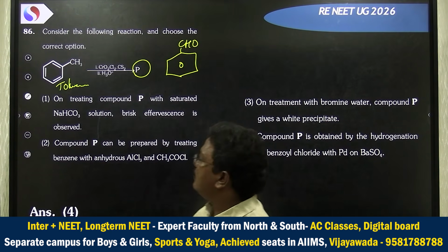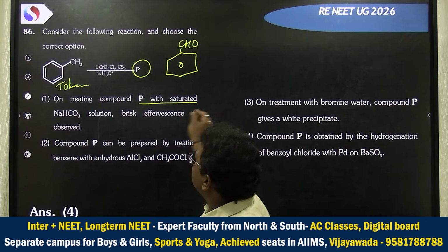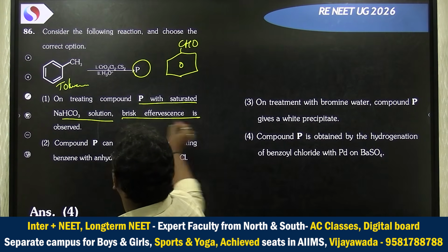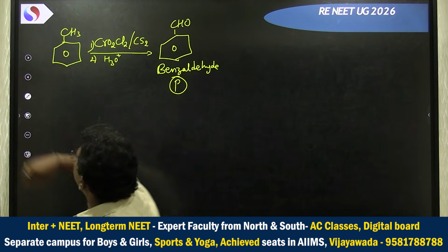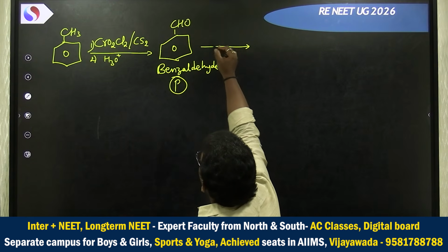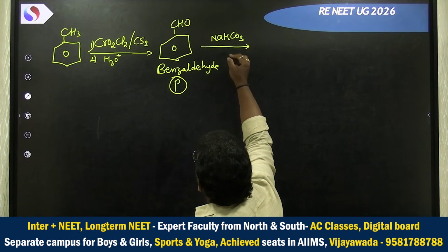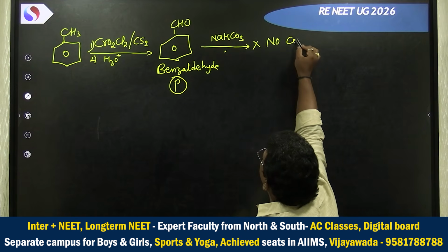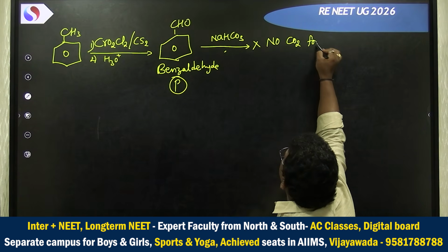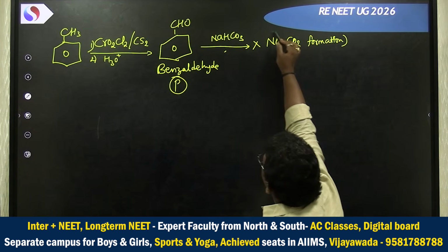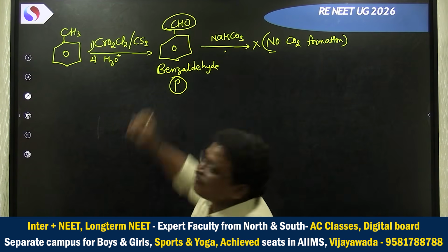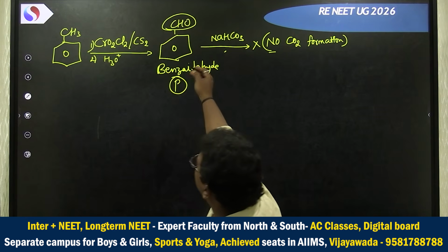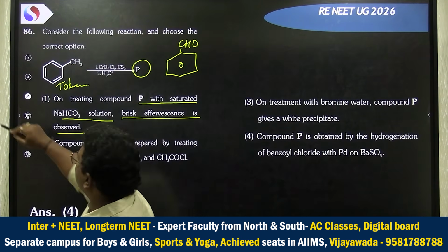బెంజాల్డిహైడ్. ఆన్ ట్రీటింగ్ కాంపౌండ్ పి విత్ సాచురేటెడ్ సోడియం బైకార్బోనేట్ సొల్యూషన్, బ్రిస్క్ ఎఫర్వెసెన్స్ ఈస్ అబ్జర్వ్డ్. ఇది పాసిబుల్ అవుతుందా? సోడియం బైకార్బోనేట్‌తో ట్రీట్ చేస్తే బ్రిస్క్ ఎఫర్వెసెన్స్ వస్తుంది అంటే CO2 ఫార్మేషన్. నాట్ పాసిబుల్. ఎప్పుడు CO2 వస్తుంది? ఇక్కడున్న గ్రూప్ కనుక COOH కార్బాక్సిలిక్ యాసిడ్ అయితే CO2 రిలీజ్ అవుతుంది అంతే కదా. ఇక్కడ ఉన్నది బెంజాల్డిహైడ్, నాట్ బెంజోయిక్ యాసిడ్. సో ఆబ్వియస్లీ ఫస్ట్ స్టేట్మెంట్ ఈస్ రాంగ్.